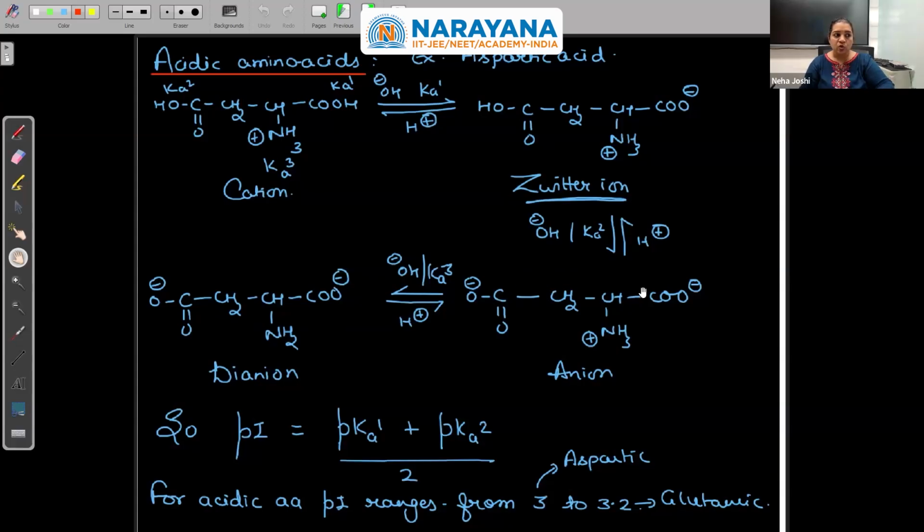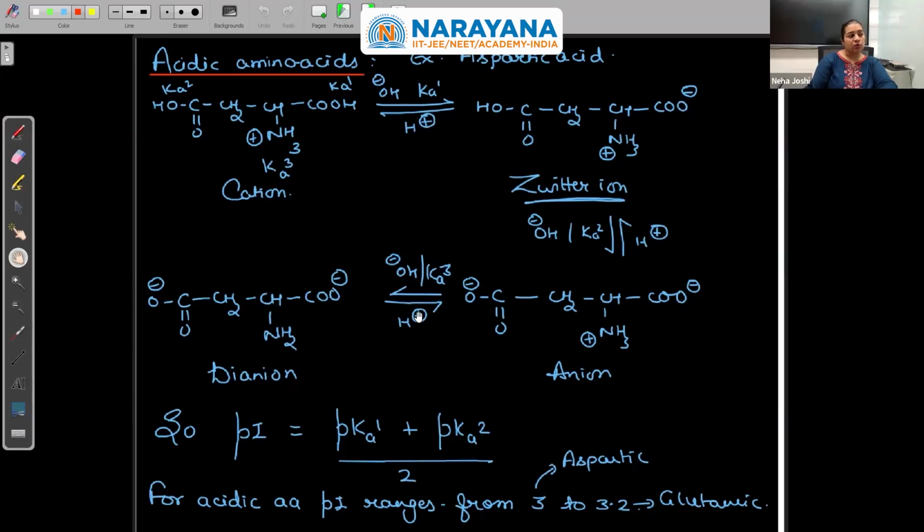Now I got 2 minus, 1 plus. So is it a zwitterion? No, because a zwitterion should have a neutral character overall. 1 plus, 1 minus is cancelled, so overall it is neutral and it is polar. This is a zwitterion. This is not. Plus, minus cancel, 1 negative is extra, so I will rather call it an anion. I add more OH minus, then this NH3 plus can go. So I'll have a dianion.